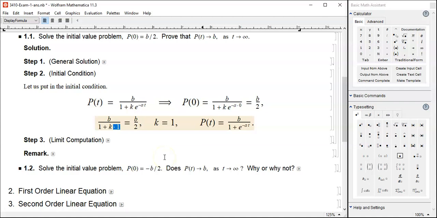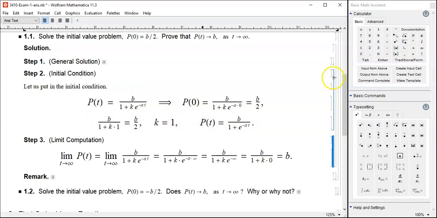Therefore, what do you get? b over 1 plus k is equal to b over 2. We can solve this with respect to k. K will turn out to be 1. That generates the final answer of this problem. P of t is b over 1 plus e to the negative at power. Once we have that, or in general, over here even, we can calculate the limit. It's not difficult at all.